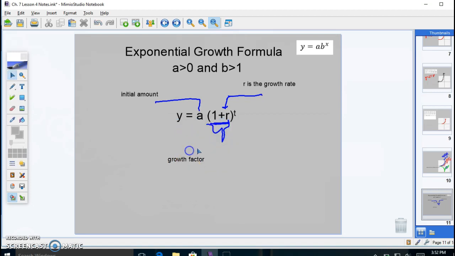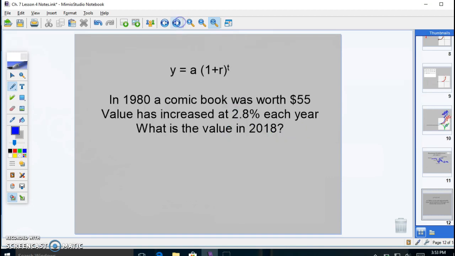So your growth rate is just the R, but your growth factor is what 1 plus R equals. And then T, as you can imagine, is representing time. So how many years is your money going to grow? So let's take a look at an example with that model. Make sure again that you have that model, that entire diagram in your notes.